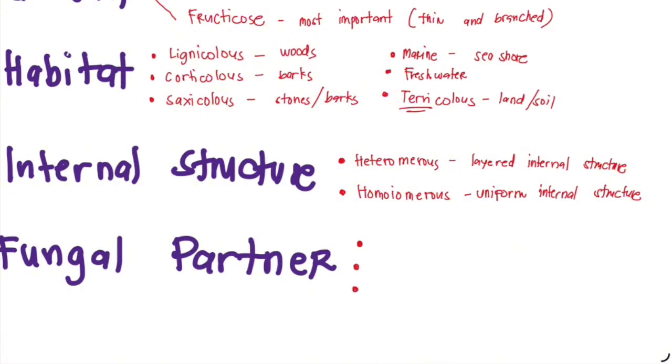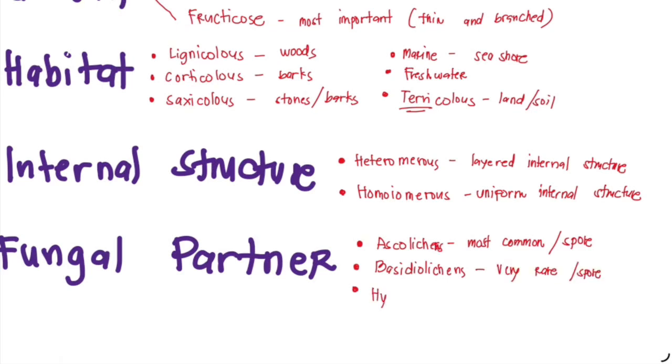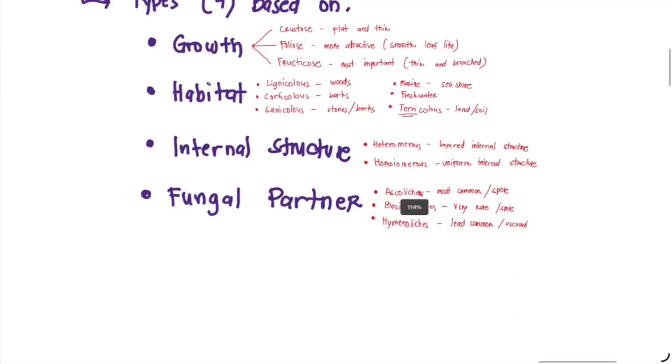Then last sa classification or category are the fungal partners. Meron tayong examples like ascolichens, most common, basidiolichens, very rare, itong fungal partnership na ito, no? But spore reproduction. Then hymenolichens, least common, and at the same time disadvantage as sexual reproduction lang.